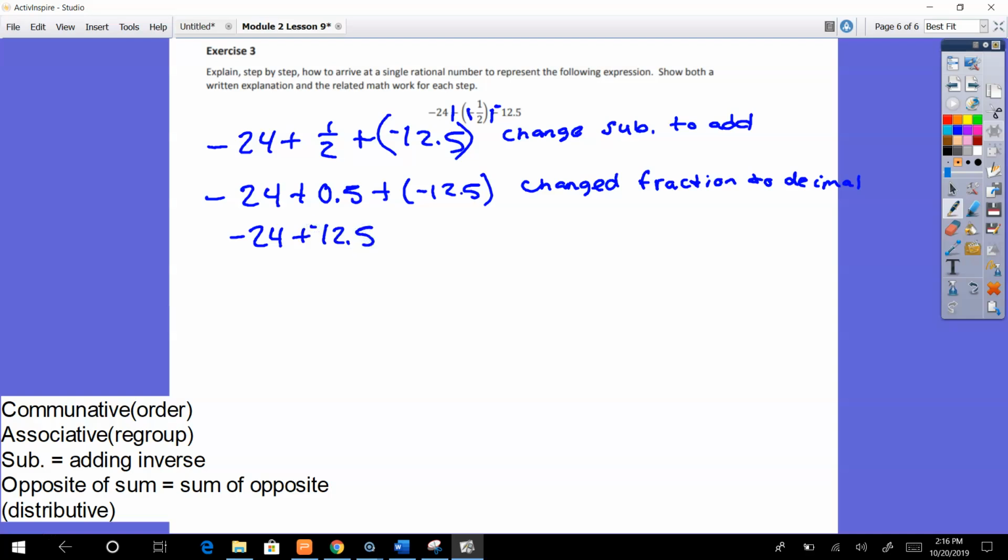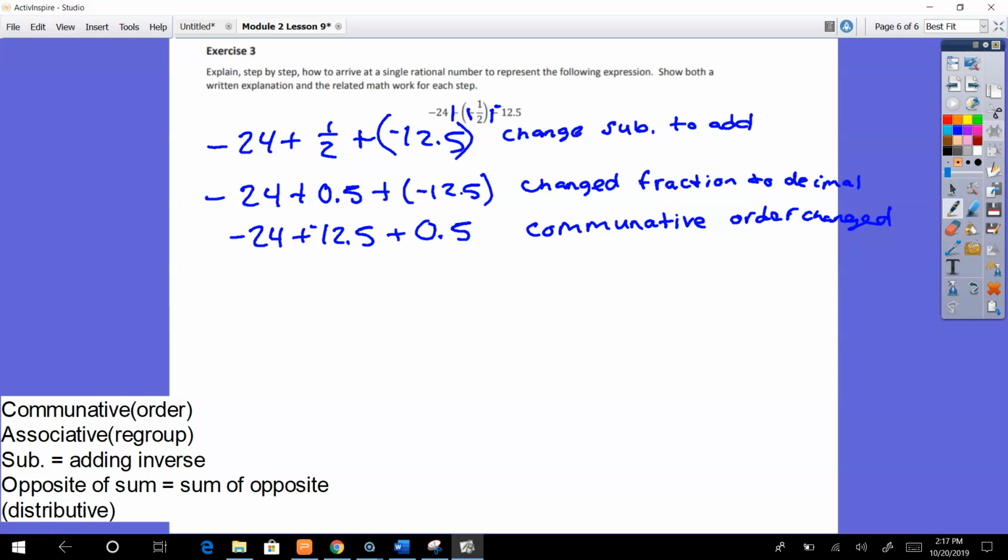Whoops, negative 12.5. So I'm going to reorder it. I feel like that's just going to be easiest for me. You don't have to necessarily have done that. So I changed the order. Commutative, order changed. Okay, as long as you know that you can do these things, what it's called is not as important as being able to do it.